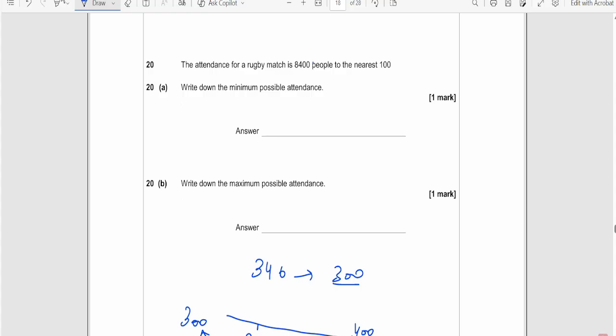Now, if we have 8,460, if you round it to the nearest 100, what would you get? Can you round 8,460 to the nearest 100? Would it be 8,050? No, nearest 100.